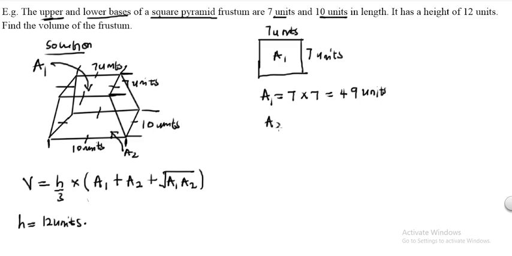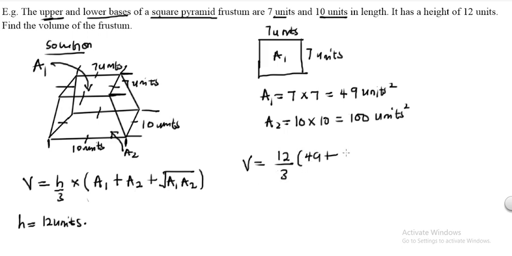Now the value of A2 is simply the multiplication of these two sides, so this will be 10 times 10. Remember, we are doing this because we have squares as the bases. So this is 100 units squared. So for us to get our volume, we simply substitute all our values into this formula. The volume is equal to 12 divided by 3, open brackets, area of one is 49 plus the area of the second is 100 plus the square root of 100 times 49.